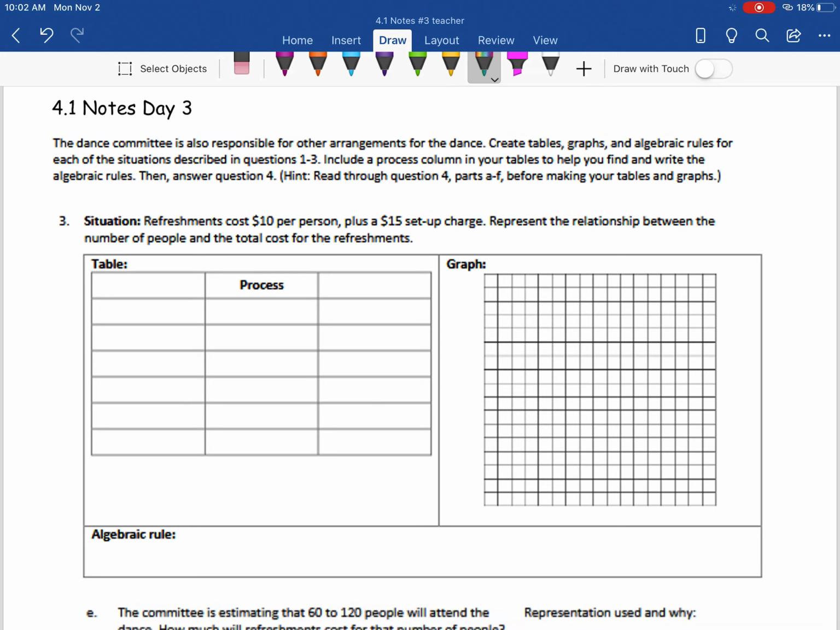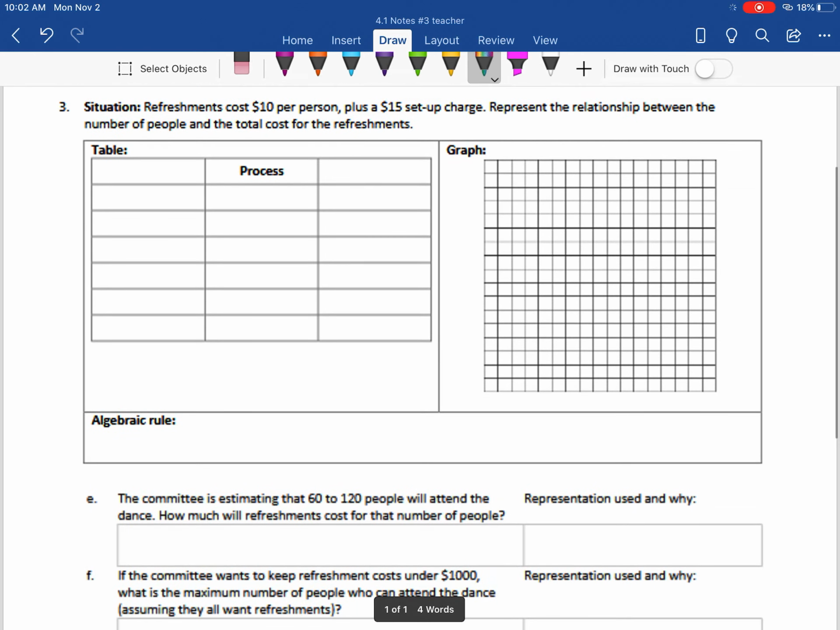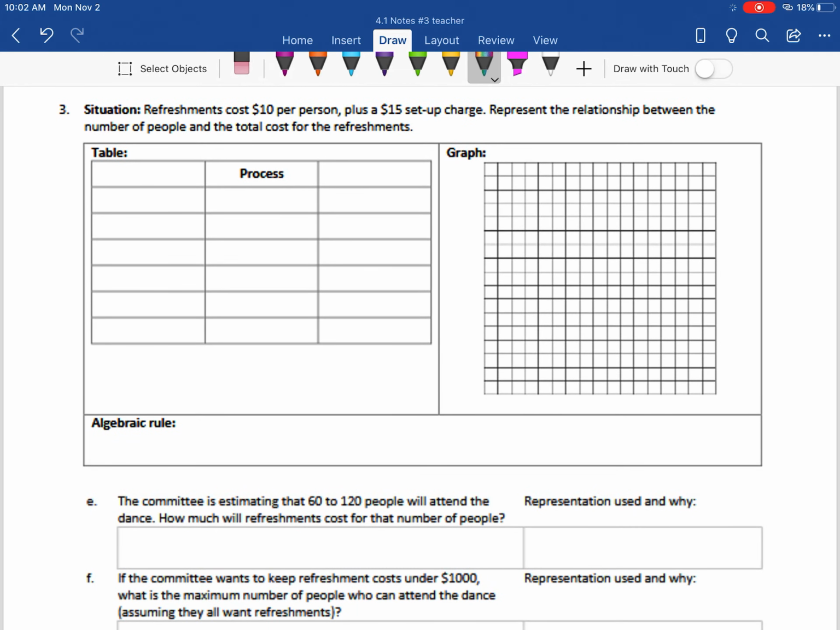Okay, this is our last day on our dance, and today we're talking about refreshments. We know that refreshments cost $10 per person plus a $15 setup charge. And we want to represent the relationship between the number of people and the total cost for the refreshments.